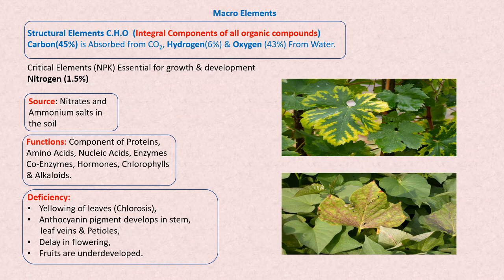Then come the critical elements. Why are they called critical elements? Because they are very much essential for growth and development. The critical elements are nitrogen, phosphorus, and potassium. Nitrogen, phosphorus, and potassium are called critical elements. Now we will see them one by one. Okay, then the first one is nitrogen.